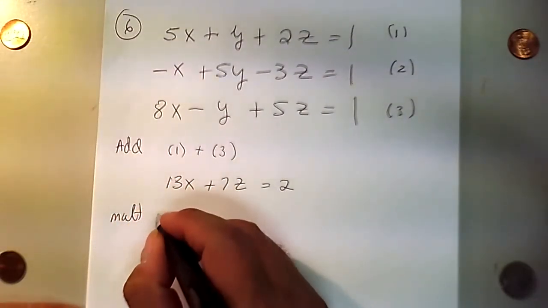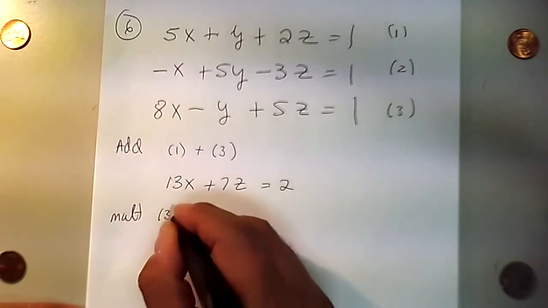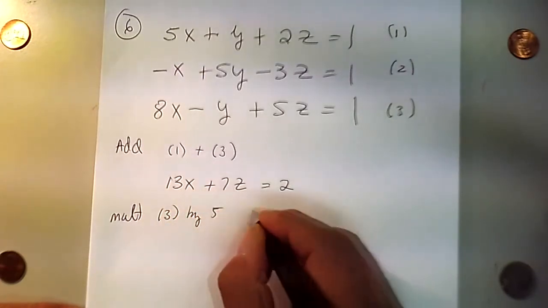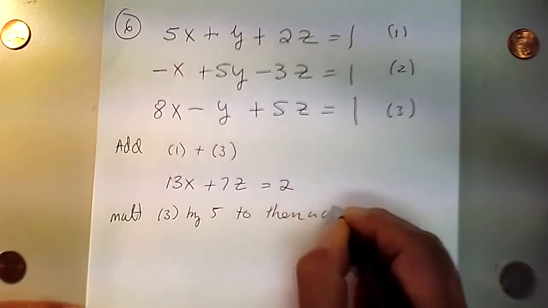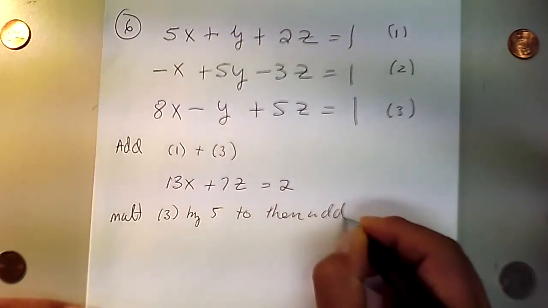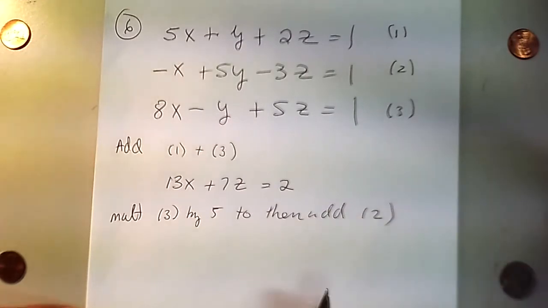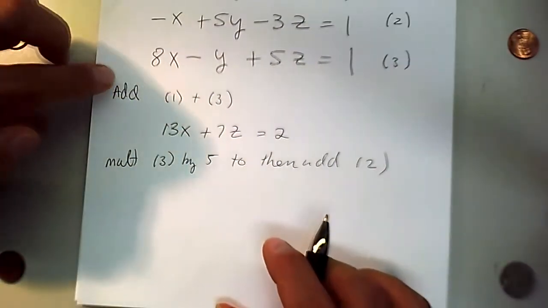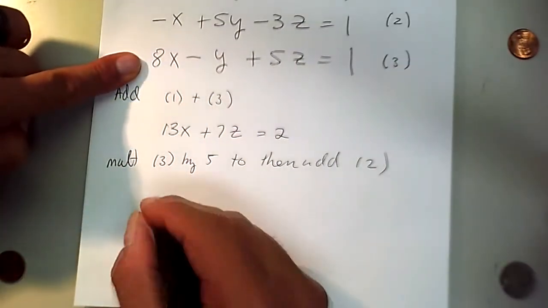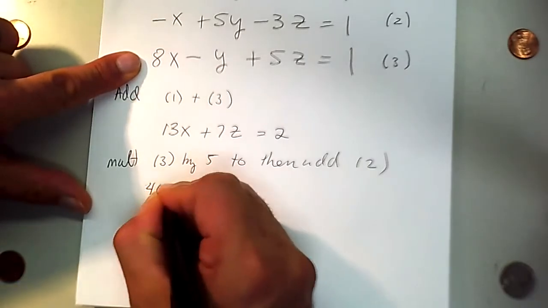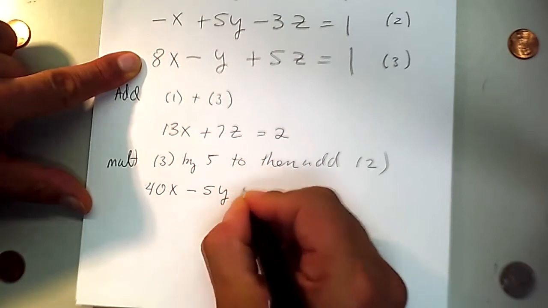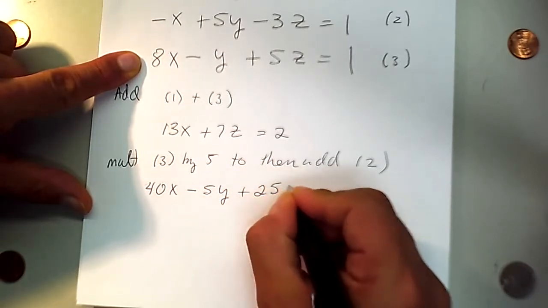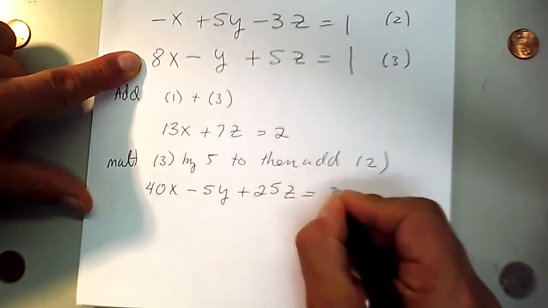Multiply 3 by 5 to then add equation 2. Okay, so I'm going to do that in a step here. So multiply this by 5. That's going to give us 40x minus 5y plus 25z equals 5.